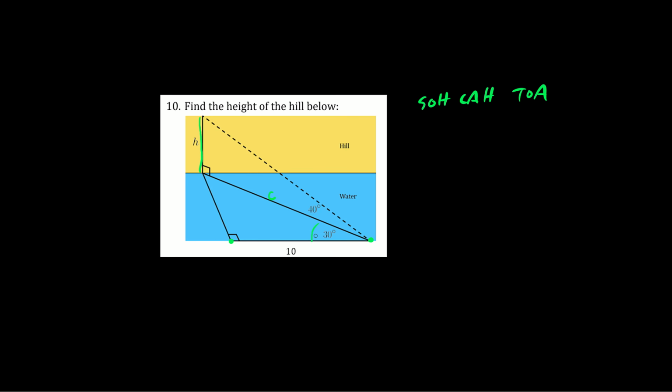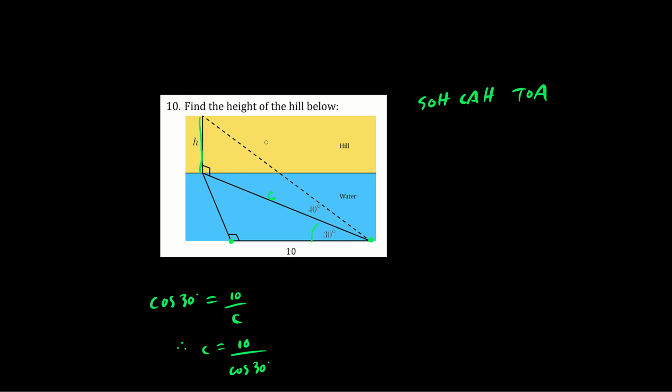So sticking your finger on this triangle on the water, we're interested in adjacent and hypotenuse. So we'll say cos 30 degrees is equal to the adjacent over the hypotenuse. We'll call it C. So therefore, C is equal to the numerator divided by the other side.